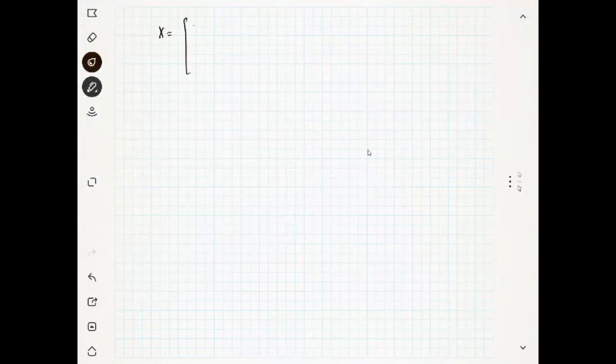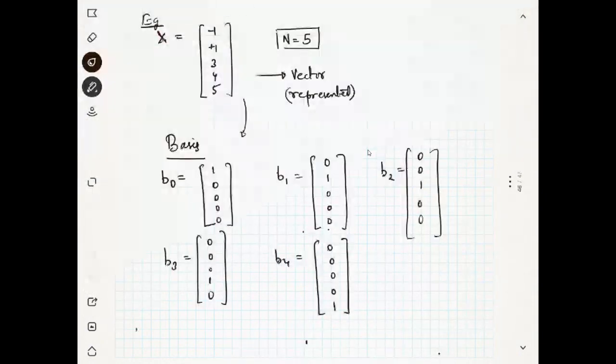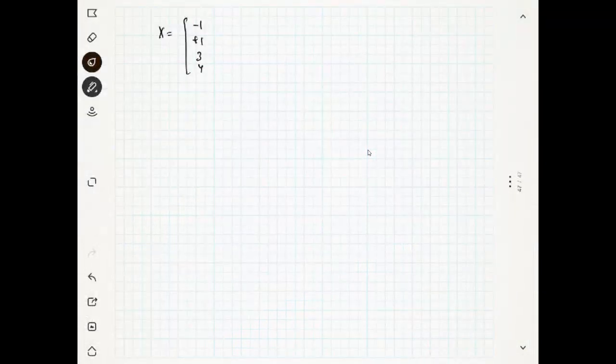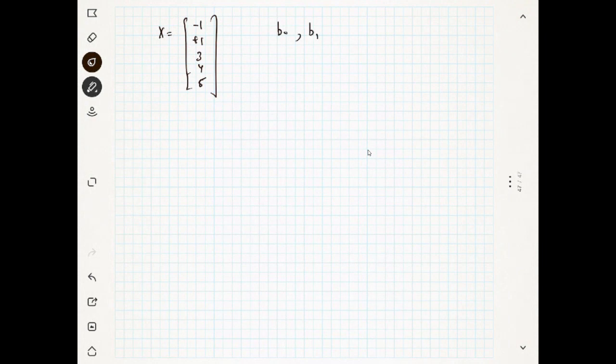X is equal to -1, +1, 3, 4, 5. This is my signal, and I have the basis B0, B1, B2, B3 and B4. How many bases do we have? We have 5 bases. Do you agree with me, right?